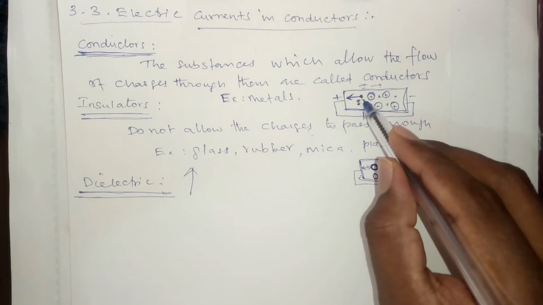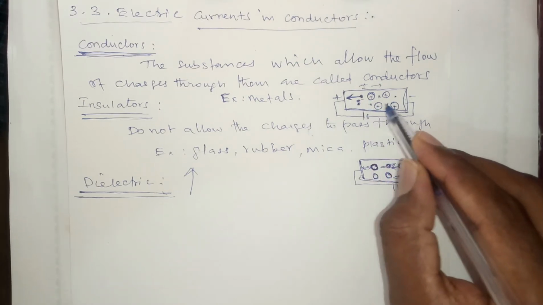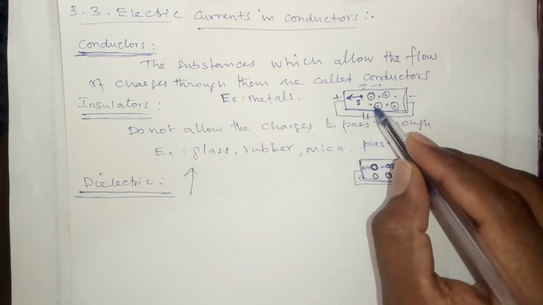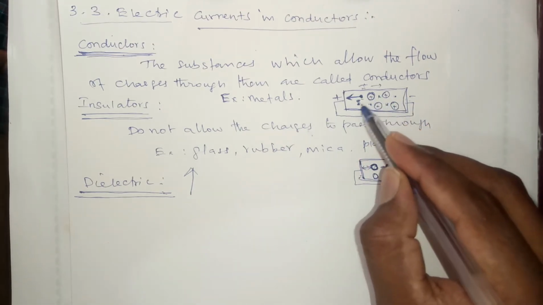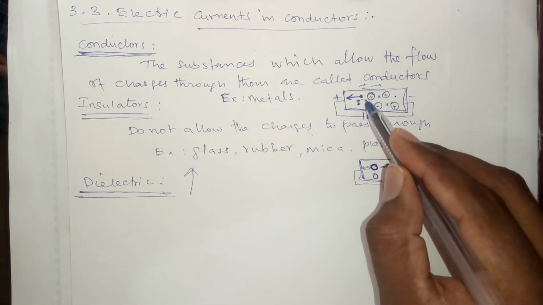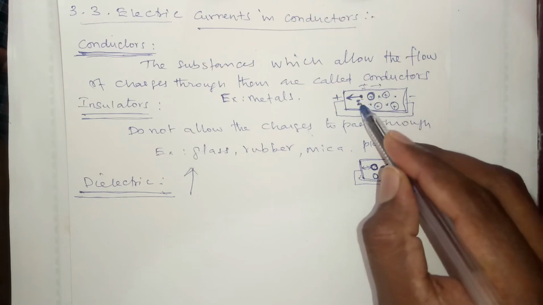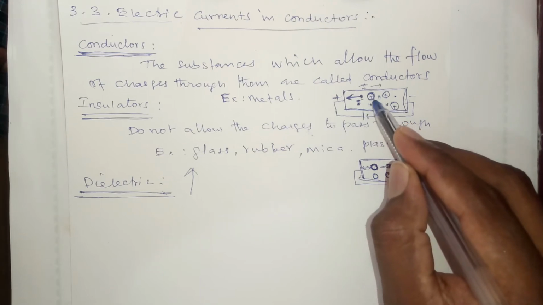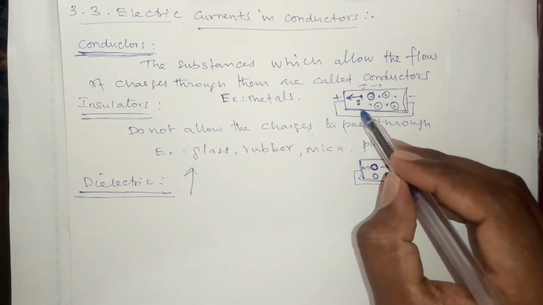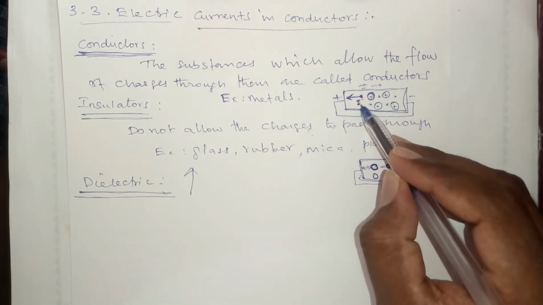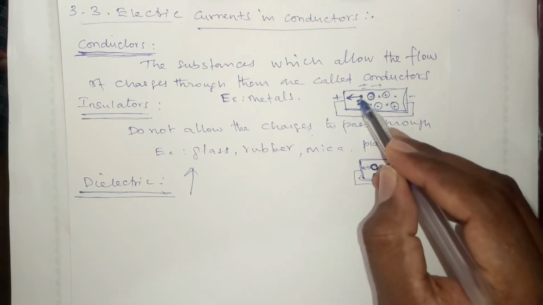In metals there are a large number of free electrons and a large number of positive ions. If a free electron breaks out from an isolated atom, the atom is converted into a positive ion. So there are equal numbers of positive ions and free electrons. These free electrons are responsible for electrical conduction.